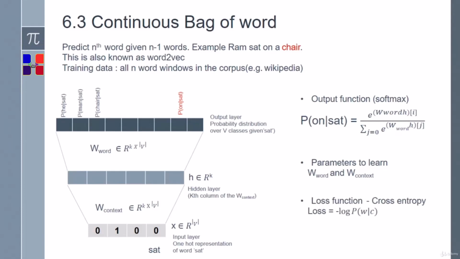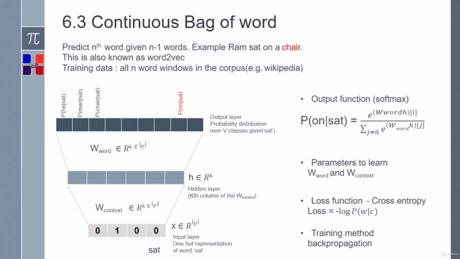Okay, the network tries to learn the parameters W word and W context, and the loss function is cross entropy at the output layer. So the difference between this model and the previous model is that here both W context and W word are learned as part of the algorithm. So this is definitely going to be more robust than the previous model of distributed processing.